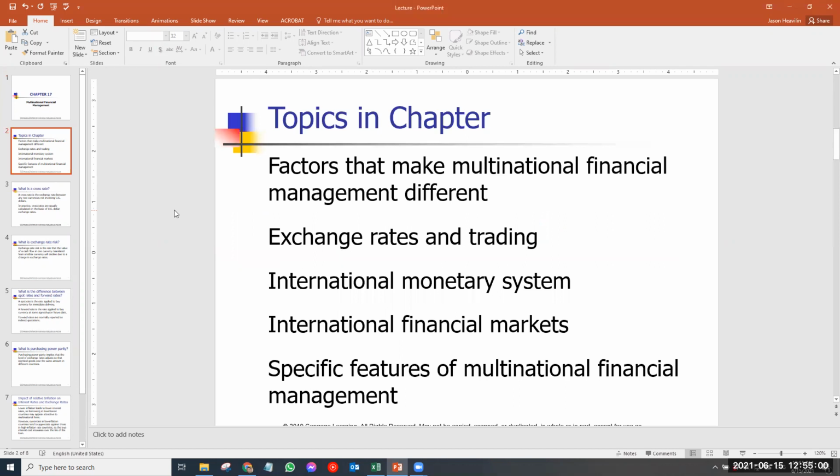Some topics we're going to cover are exchange rates and trading, international monetary systems, interest rates, which can be included on the list, deals with the financial markets, and other features.